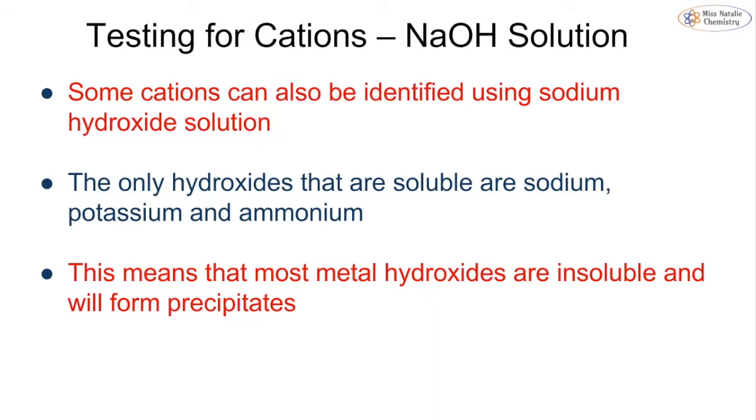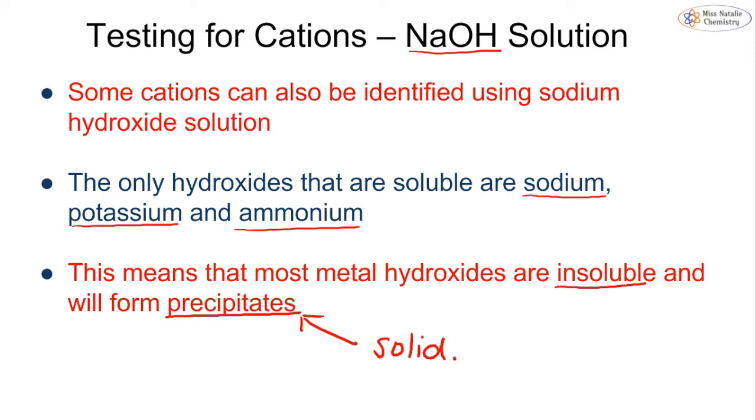So there's another way that we can test for cations, and this is using sodium hydroxide solution. Now this is only possible for specific substances. Now for hydroxides, or any metal hydroxide, the only ones that are soluble are sodium, potassium, and ammonium. So that means that if we take any other metal hydroxide, they are going to be insoluble and they are going to form a precipitate.